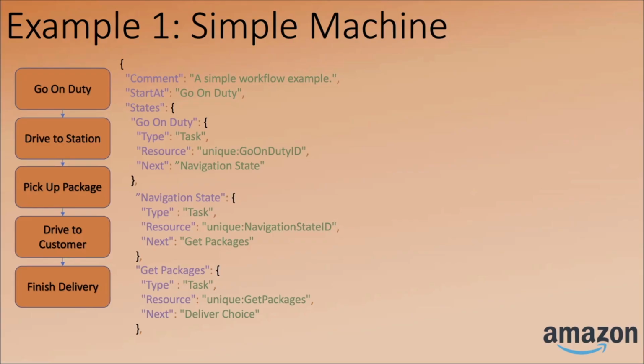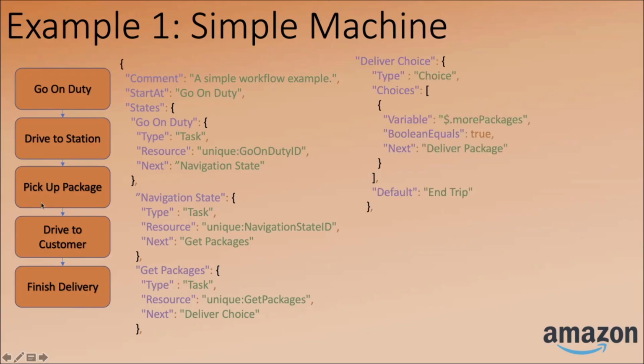So 3 different types of tasks, each one with their own unique ID, which means they're doing their own unique work, passing some data back and forth, doing some work in the background. Now we get to this deliver choice. And this is the first kind of interesting different state that we get to. So here it's no longer a task state. This is a choice state.